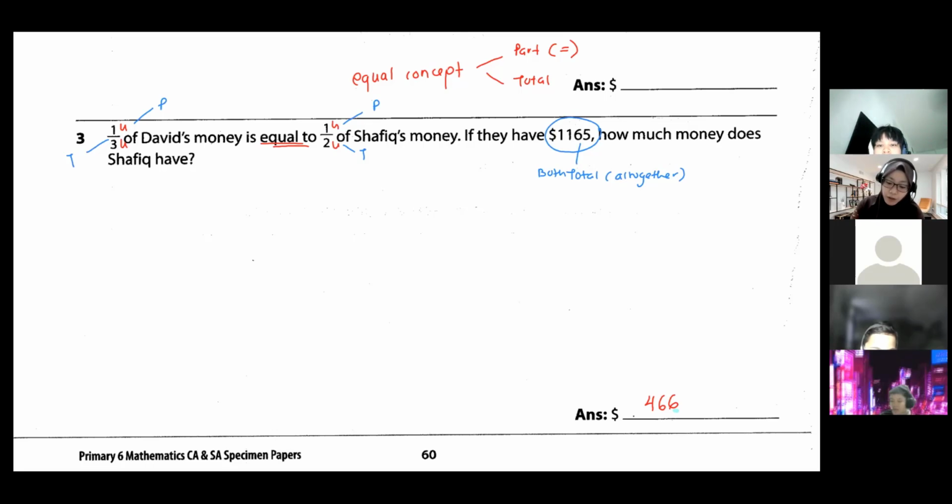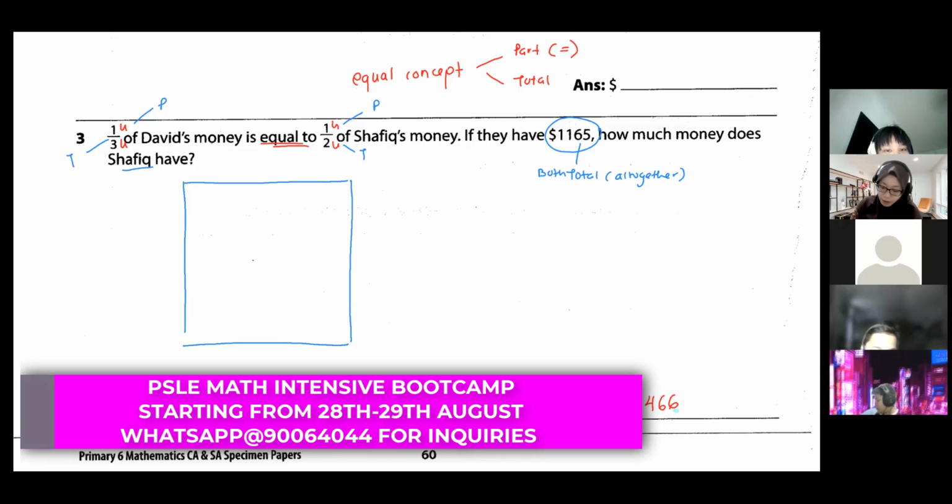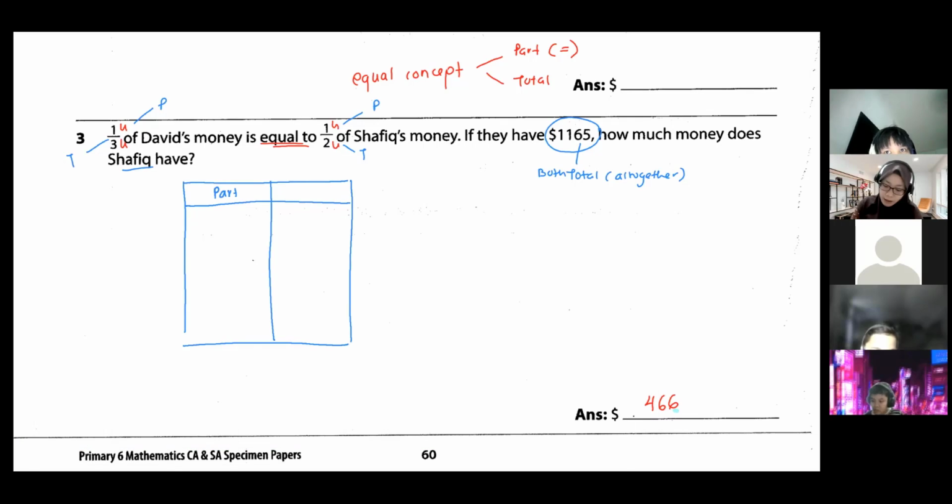How much money does Shafiq have? Okay, so we need to draw out my table. I don't want to draw using the box, I'm scared the thing will be erased. I'm going to draw freehand. So we draw the table. We have the part and the total. And then don't put BCA. This is not BCA. This is not before, change, after. You cut it into half. You put the names of the people in the story, David and Shafiq.